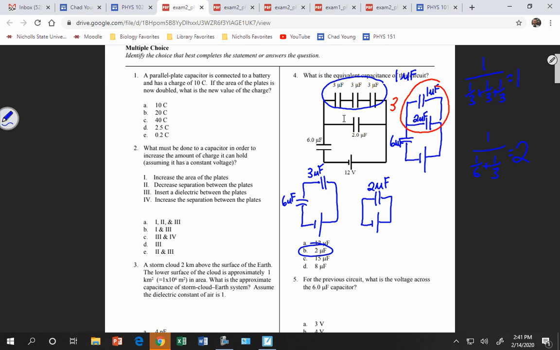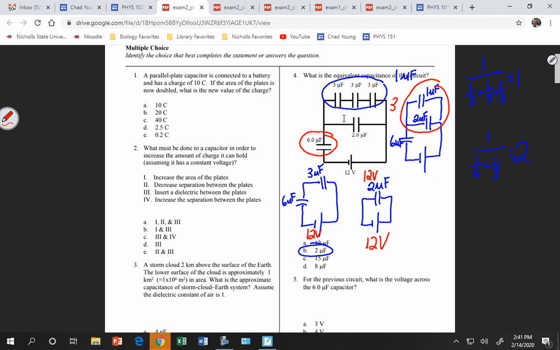Now the next question is, what is the voltage across the 6 microfarad capacitor? So I want to know the voltage across this capacitor. In fact, I could ask the voltage across any one of the capacitors. Okay, this is fun. So I have 12 volts here. That means I have 12 volts here. I have 12 volts here.